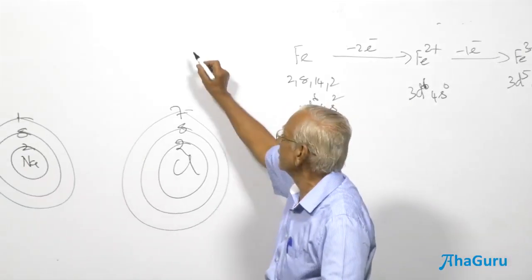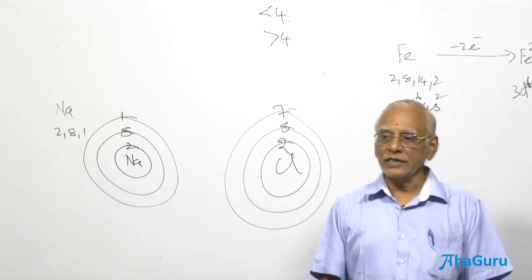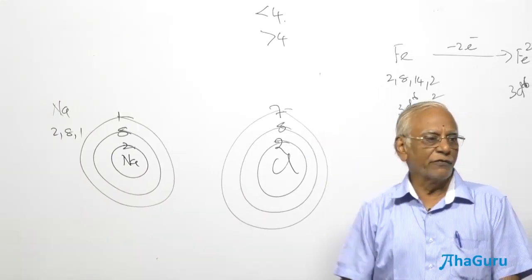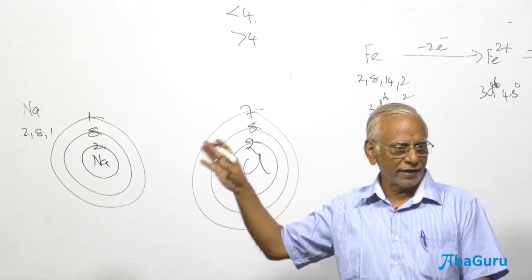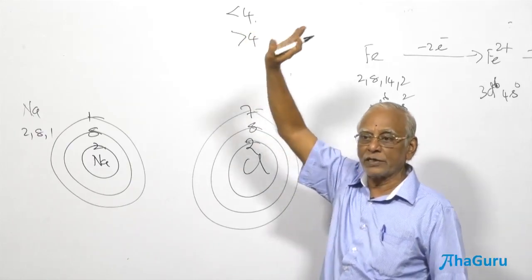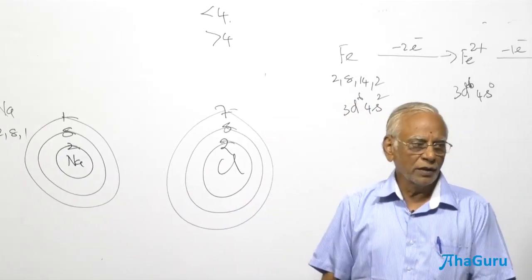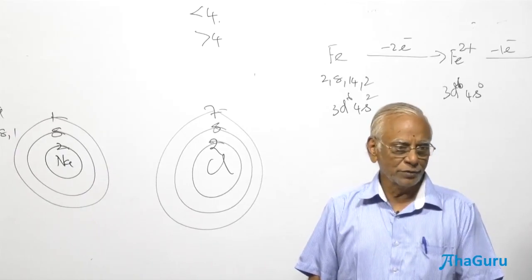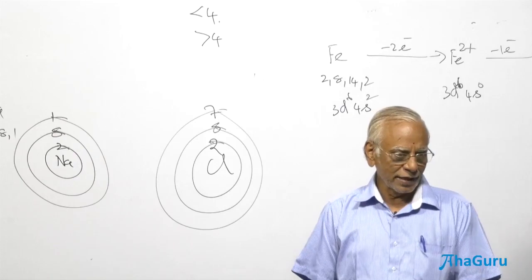In general, more than 4 or less than 4. Given an atomic number, say 54, 58, some number, find out whether it is going to be an electropositive or electronegative element. You write the electronic configuration and see whether you have more than 4 or less than 4. If it is less than 4, it is electropositive. If it is more than 4, electronegative. With 4, of course, they do not form ionic compounds, they form covalent compounds. We are talking about the ionic compounds. Make a note of every point. What did I tell you?